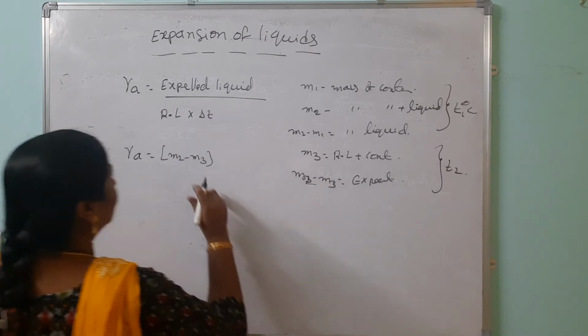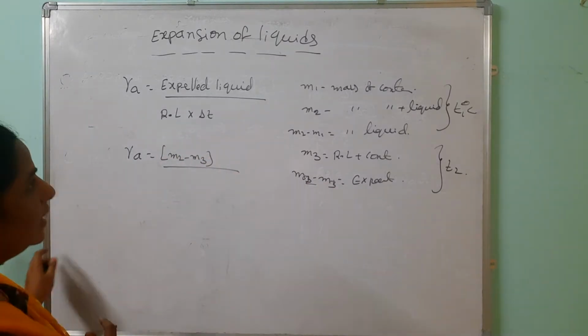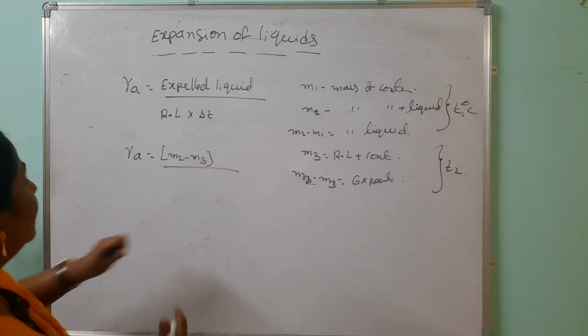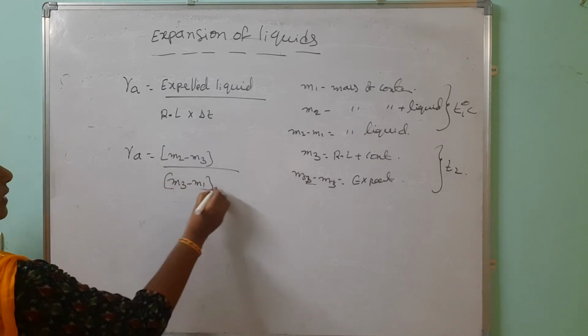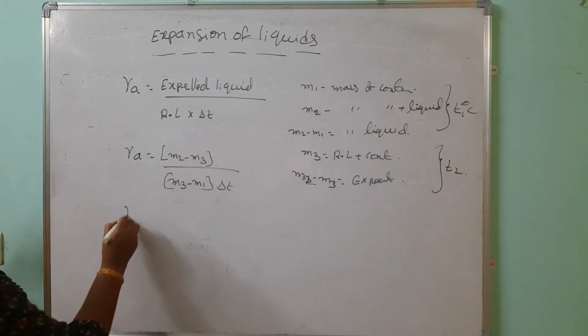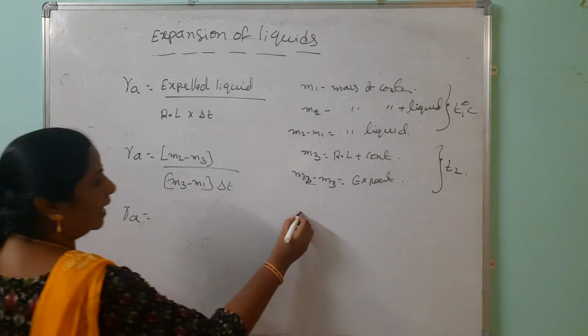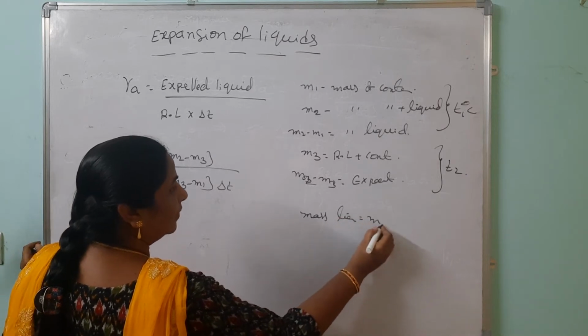This is the expelled liquid by remaining liquid. So here M2 minus M1 is the remaining expelled liquid. M3 minus M1 is the remaining liquid into changing temperature. Otherwise you can take one more formula, that is mass of the liquid. We consider mass of the liquid is M.